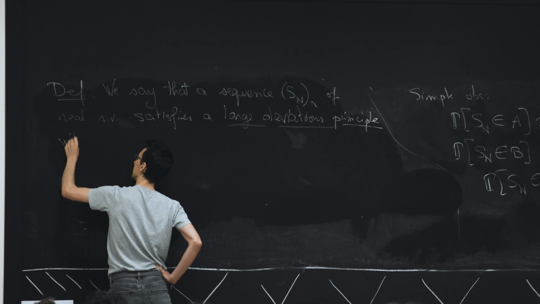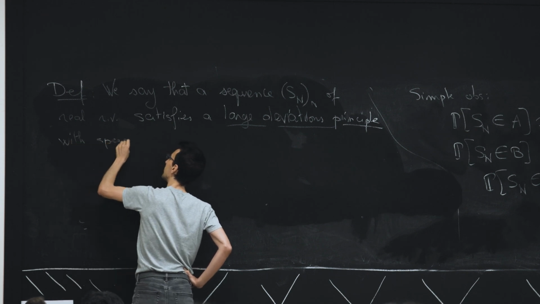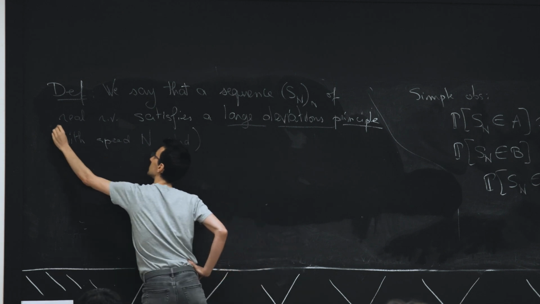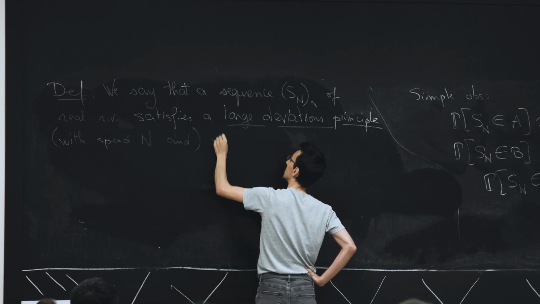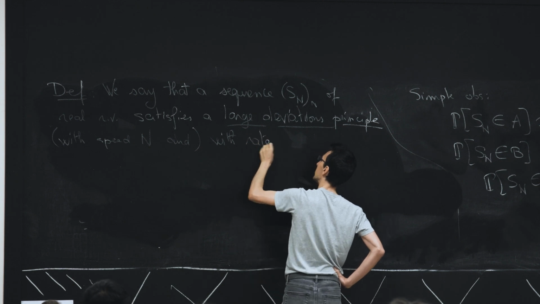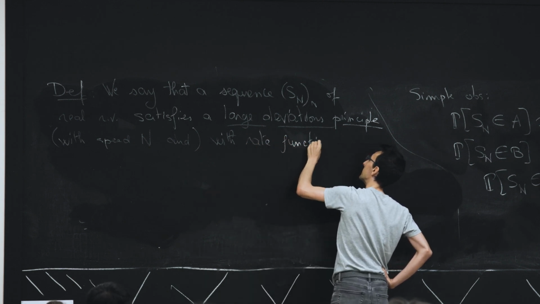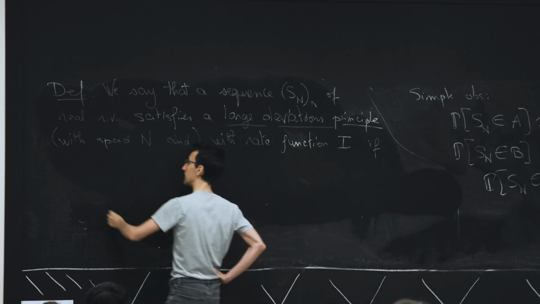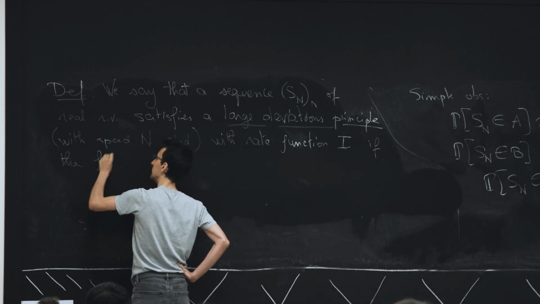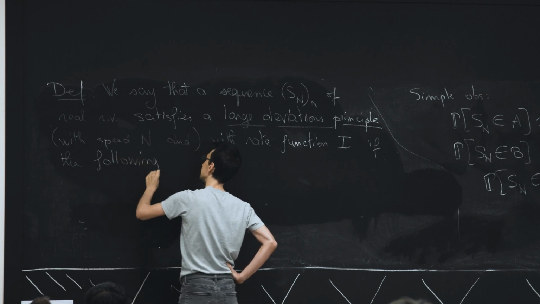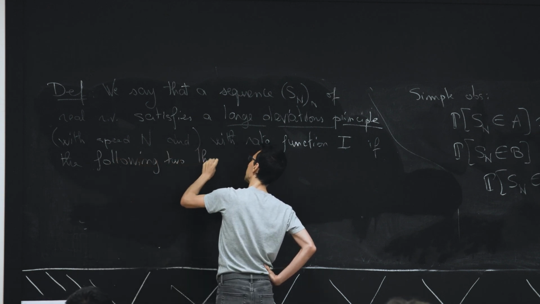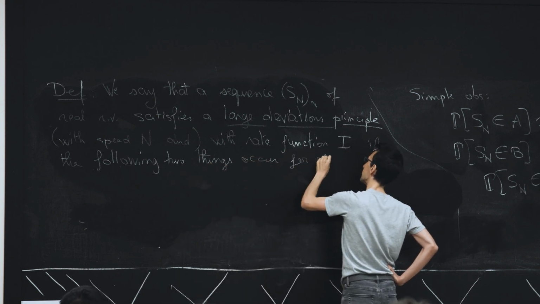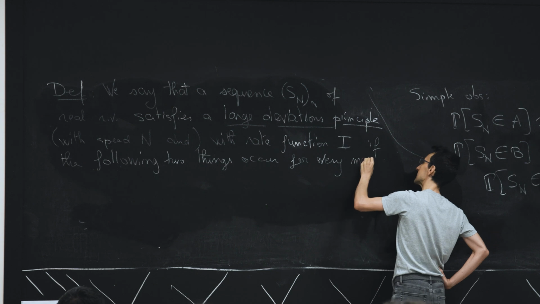So maybe I'm going to write like this. Maybe this is, with rate function I, if the following two things occur, for every set A, measurable set.